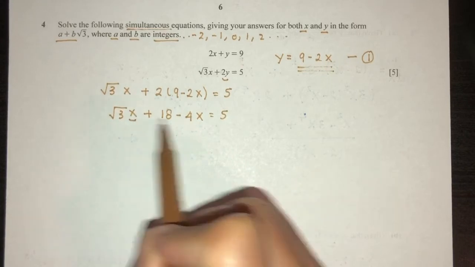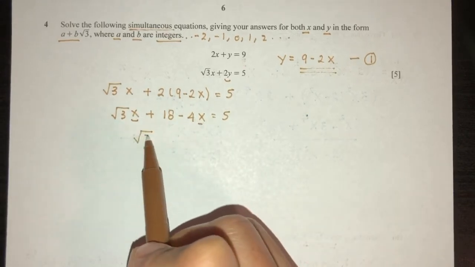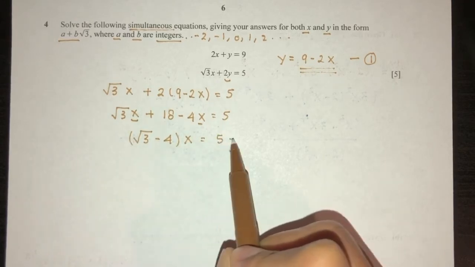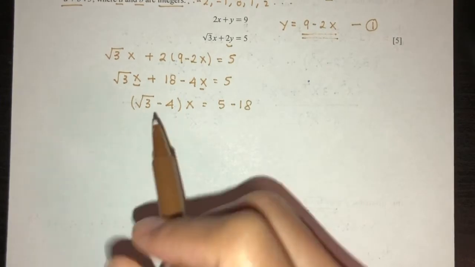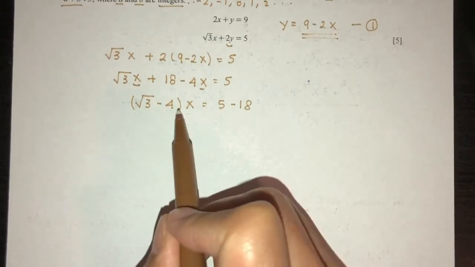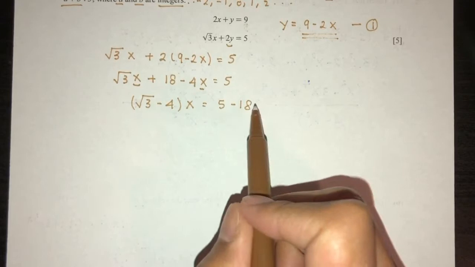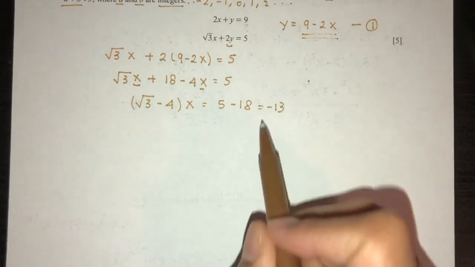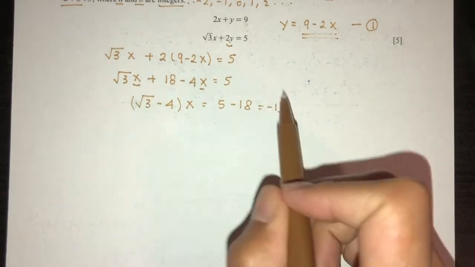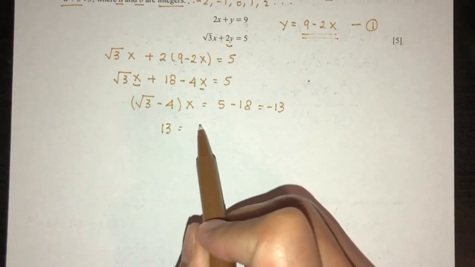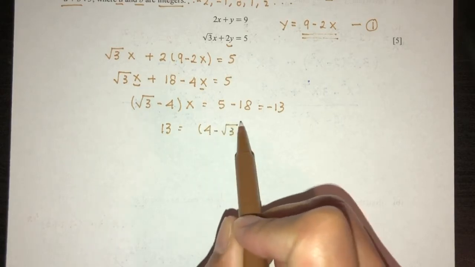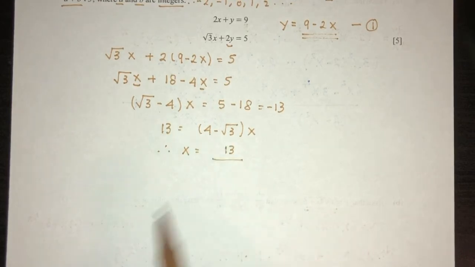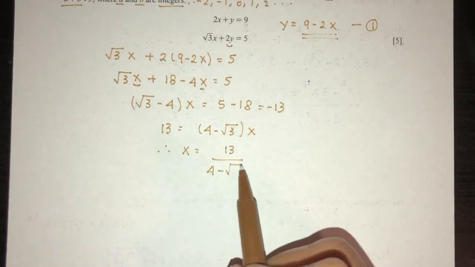So these two have x's. We have to combine them together. You will have root 3 minus 4 and then x outside. This will give you 5 minus 18. Let's solve this first. 5 minus 18 will be minus 13. Now let's send this over here and send this over here. You will have 13 here, and here you will have 4 minus root 3 x. So based on that, x has to give you 13 divided by 4 minus root 3.